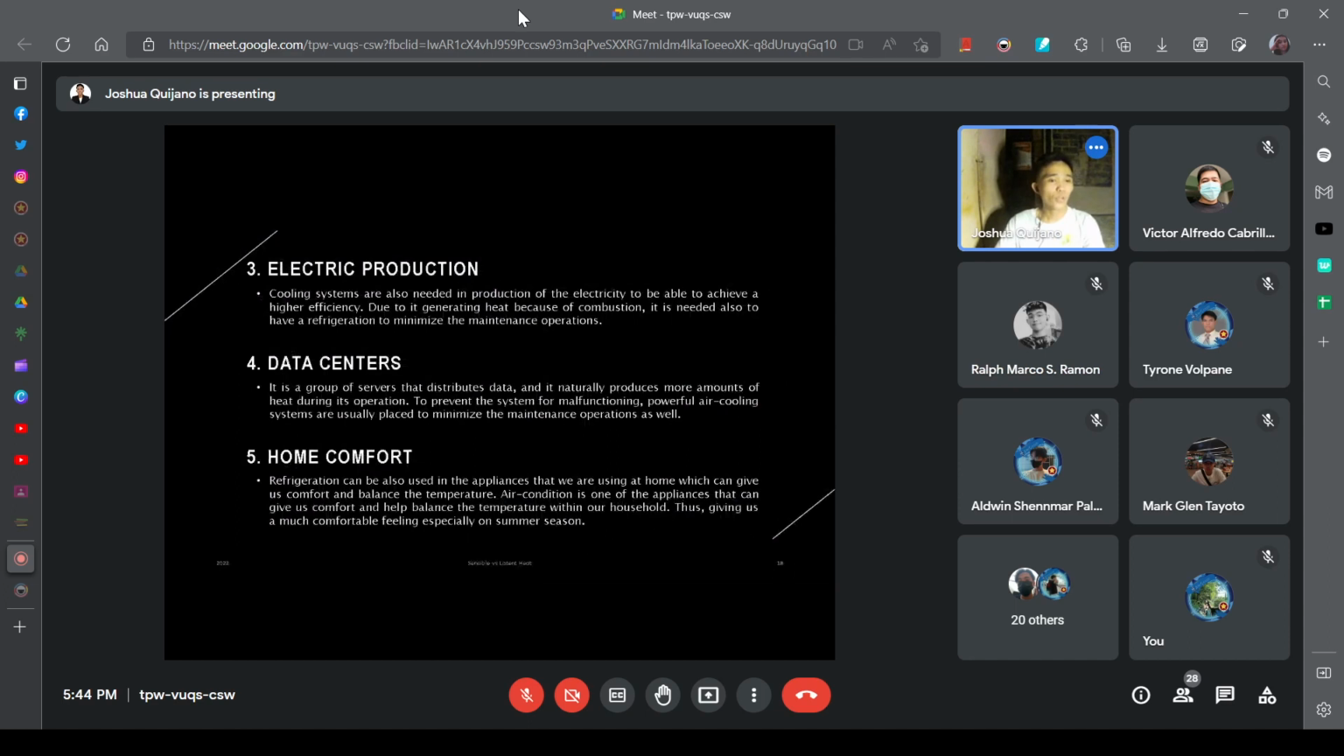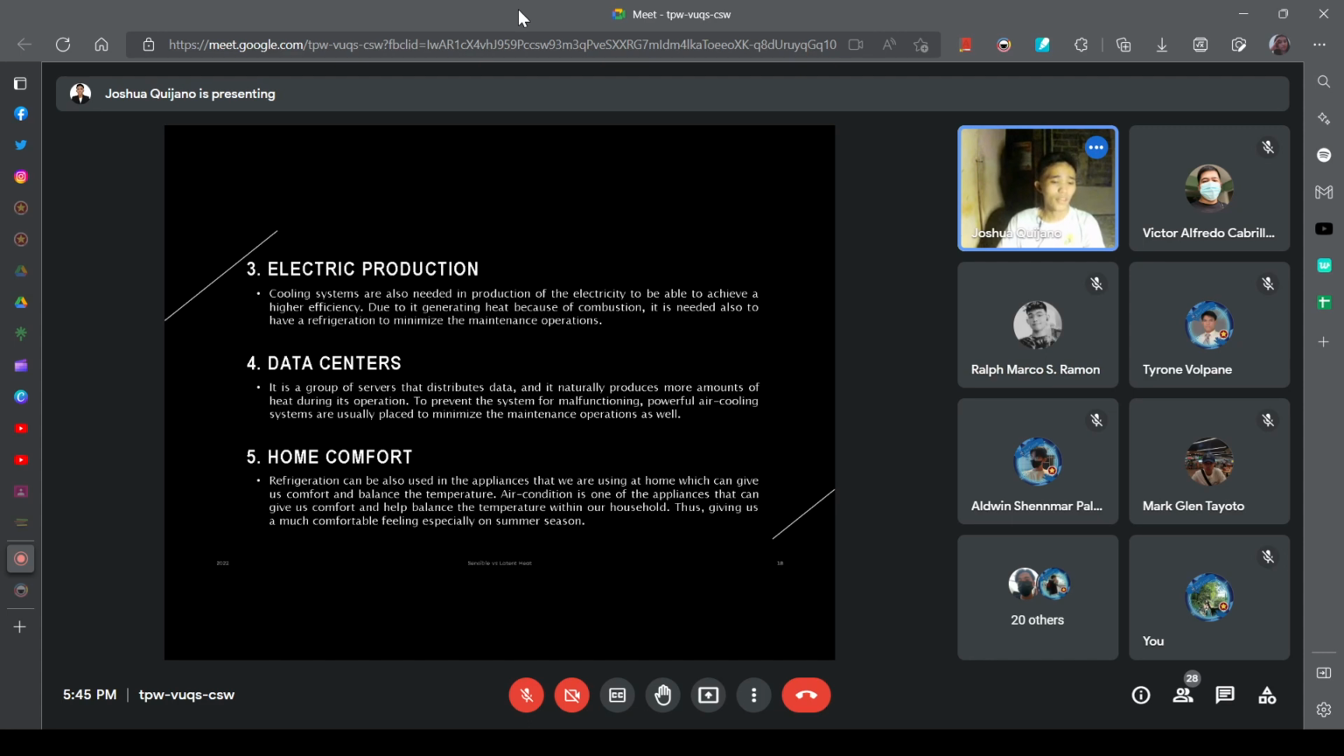Electric production. Cooling systems are also needed in production of the electricity to be able to achieve a higher efficiency. Due to it generating heat because of combustion, it is needed also to have a refrigeration to minimize the maintenance of the operations. Data centers. It is a group of servers that distributes data and it naturally produces more amounts of heat during its operation. To prevent the system from malfunctioning, powerful air cooling systems are usually placed to minimize the maintenance operation as well.